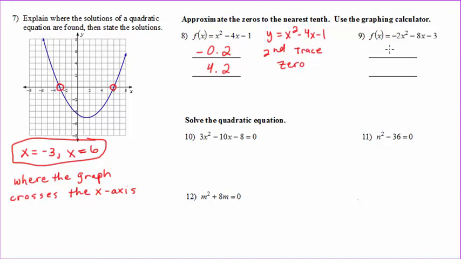And then when you plug in the second one, number 9, and you plug in your function to y equals, and then you do second trace 0, tell it the left bound, the right bound, and guess, you should get -3.6, -0.4.